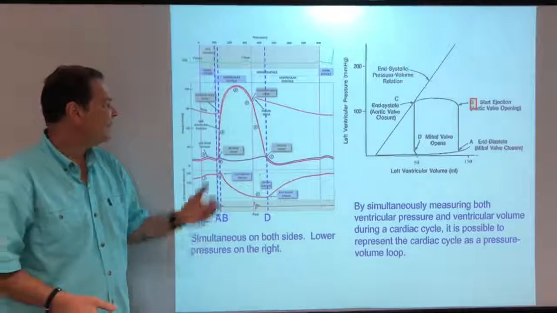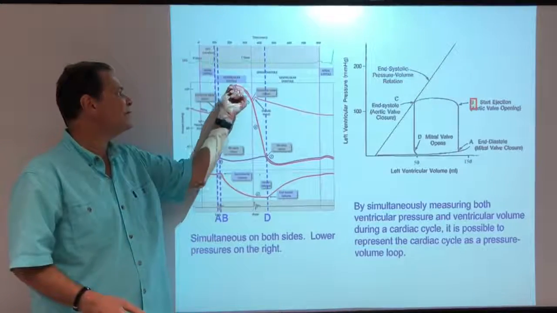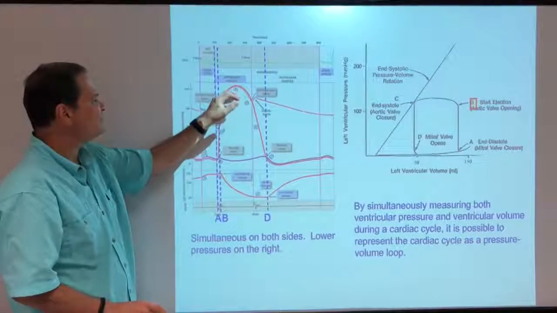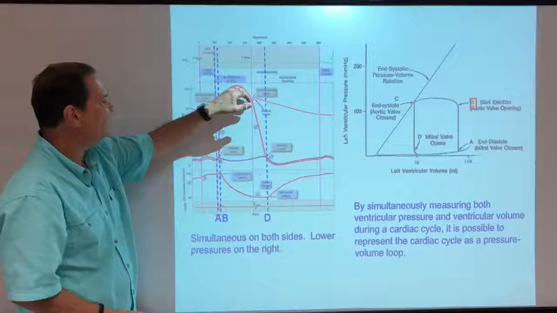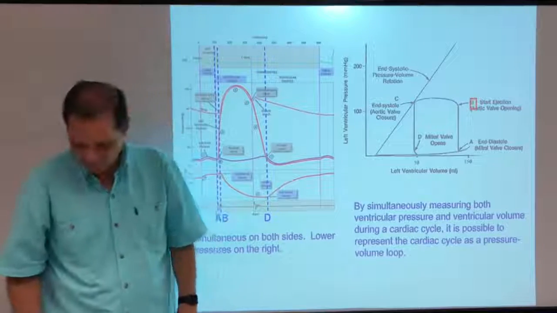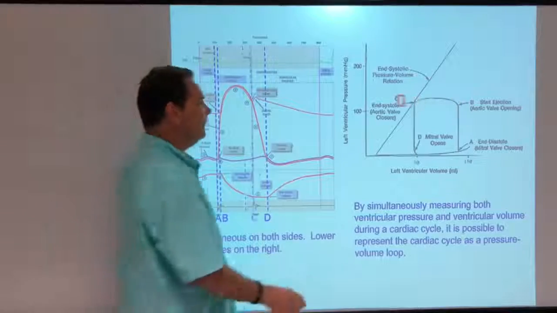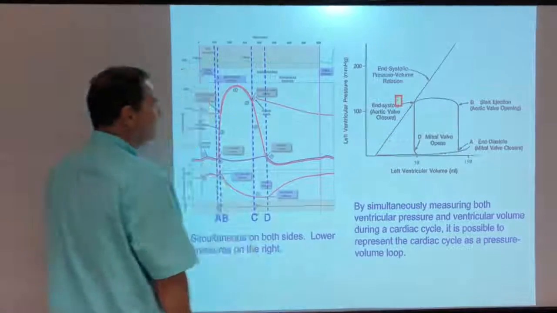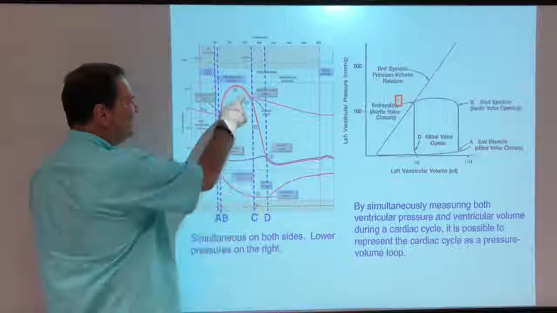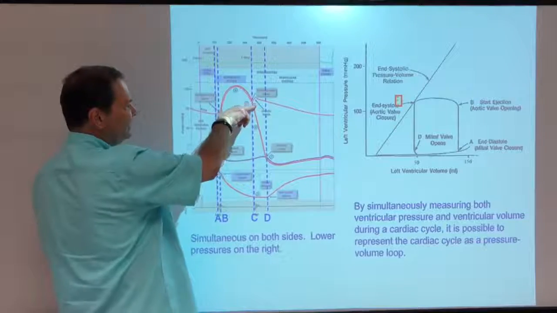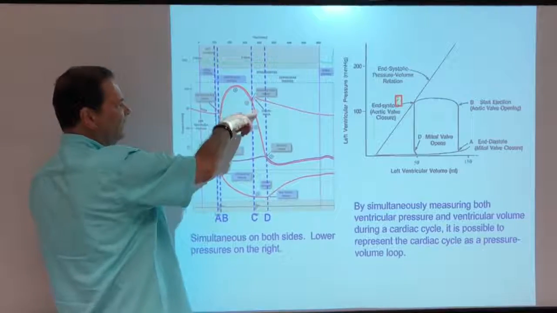Okay? At that point, my aortic valve opens and I begin to eject blood. My left ventricular volume falls. My pressure continues to rise a little bit. And my volume certainly goes down, and I go from B to C in my ventricular pressure volume loop, okay? And this is point C here, where the aortic valve is now closing because my ventricular pressure is falling below my aortic pressure.